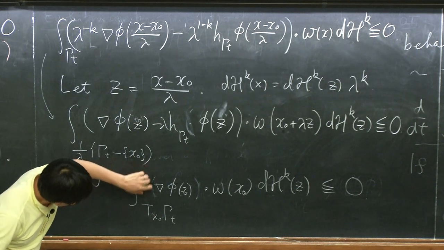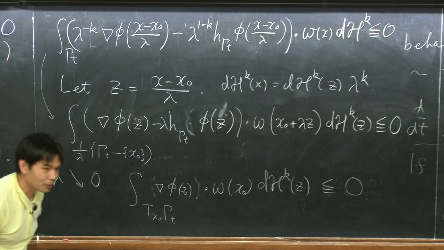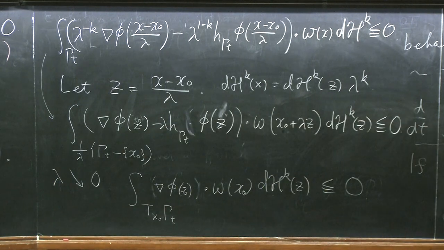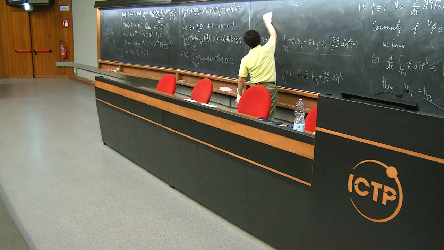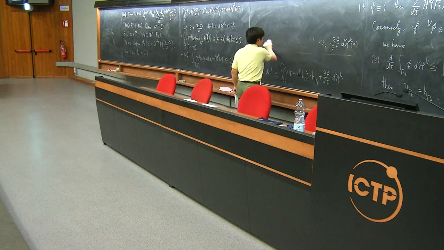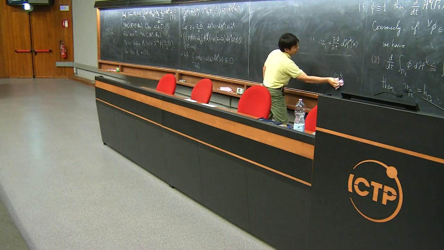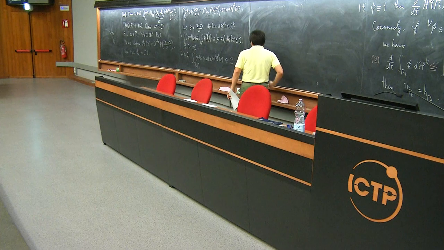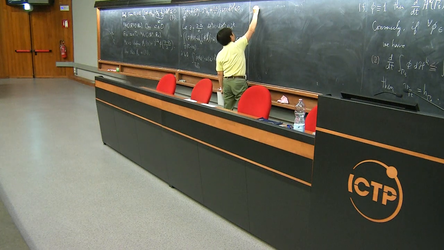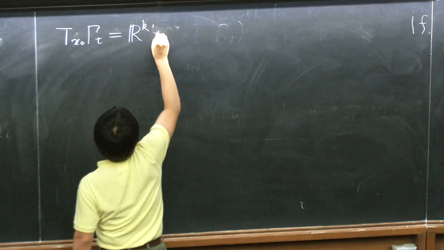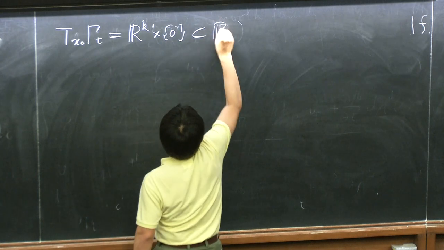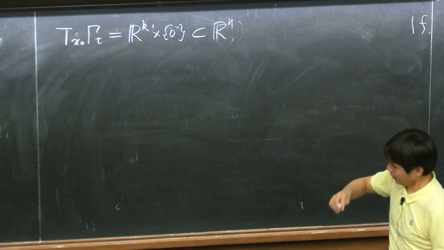Now, note that this phi, I could choose to be the following. For example, it's easy to see, I can claim that this implies W has to be zero because I can choose this tangent space Tx, just for simplicity and without loss of generality, to be R^k cross zero in R^n, by doing a change of variable.